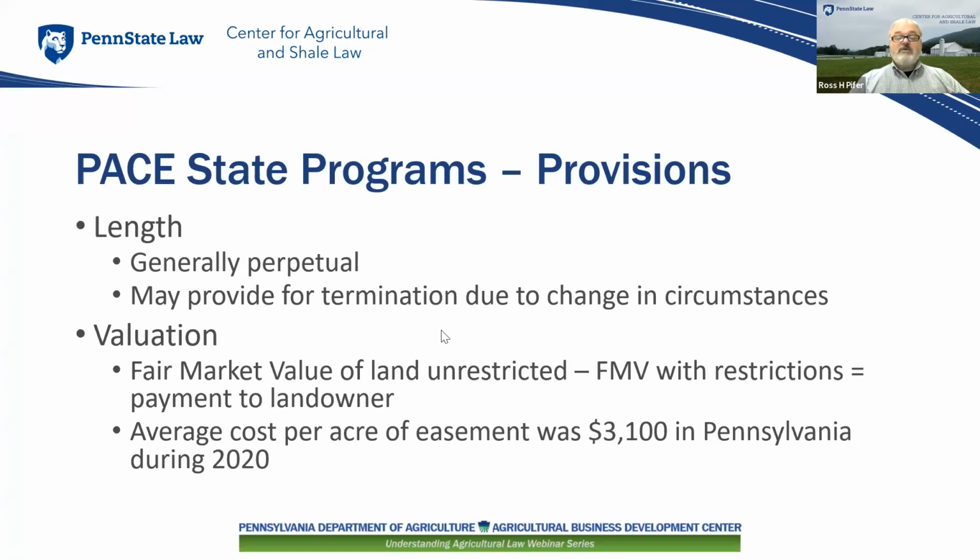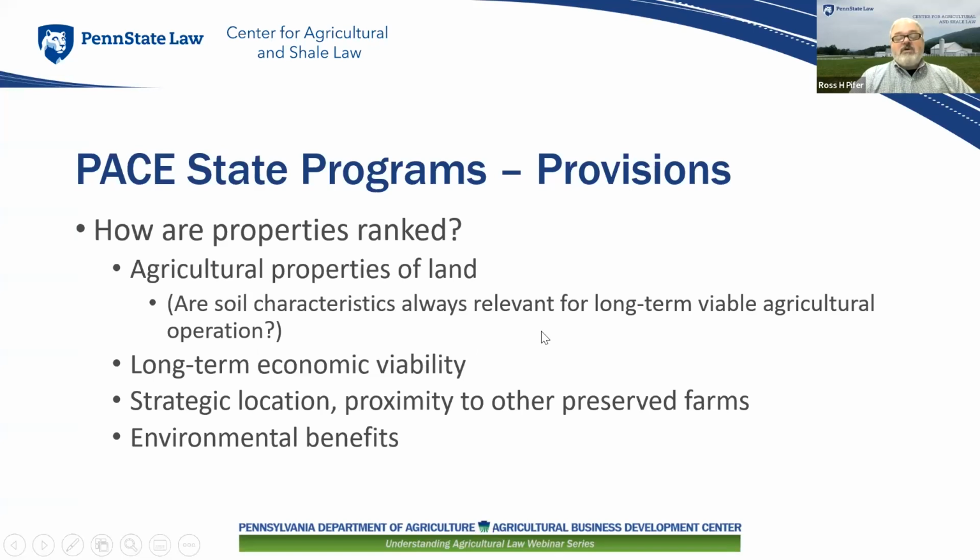And this is data from a couple of years ago: in Pennsylvania, the average payment was just over $3,000 for this program. Okay, another thing the programs have to look at is how to rank the properties, because these involve the payment of public money to property owners. Obviously, there's a limit to how much money is available, so there has to be some way of ranking the properties to determine who's going to be paid for the land.